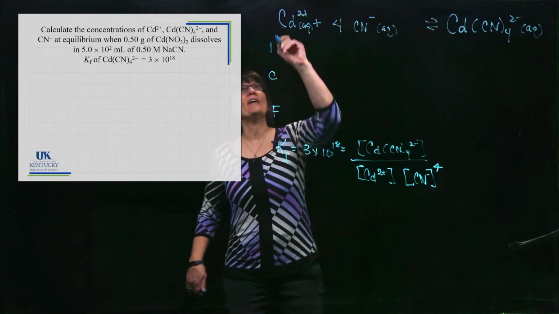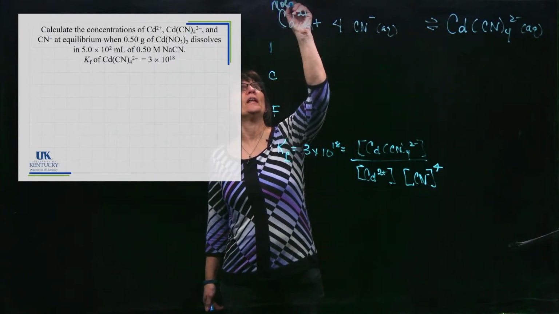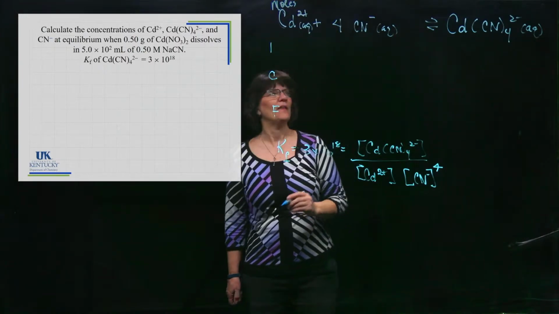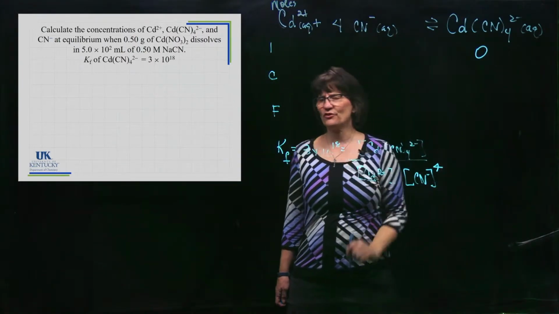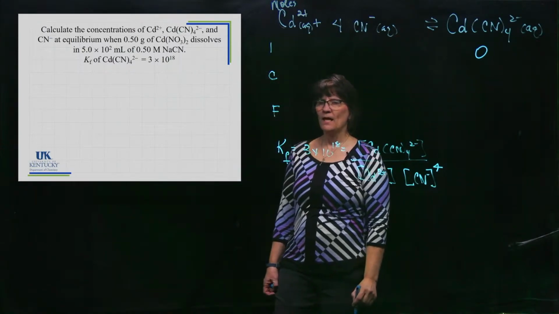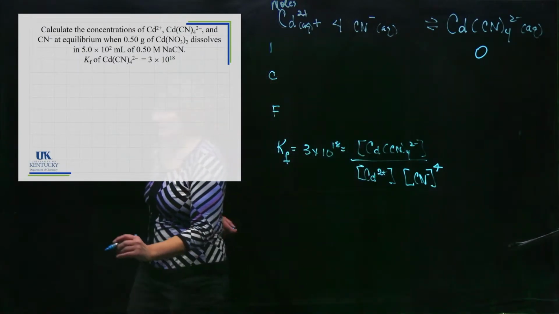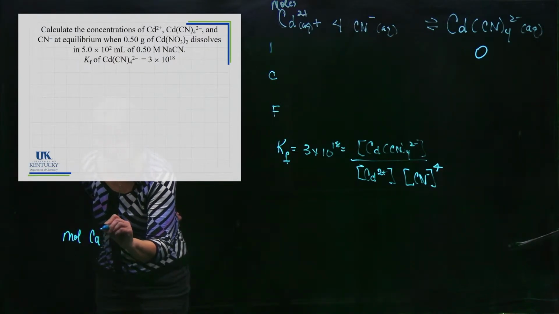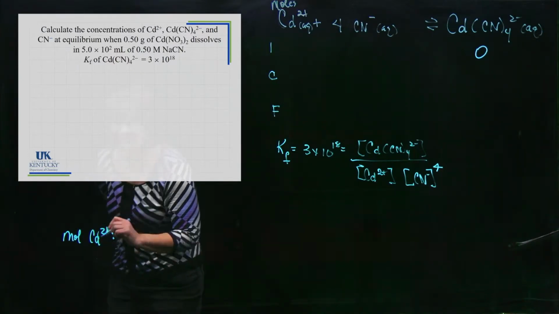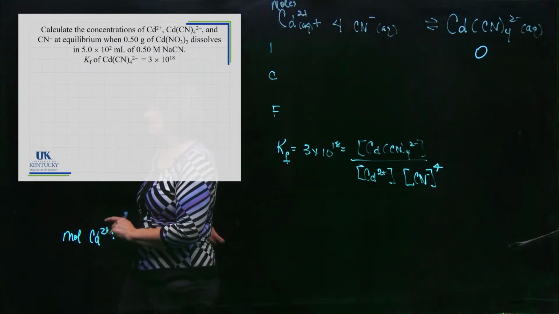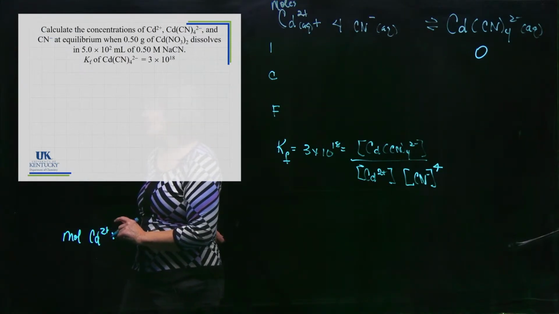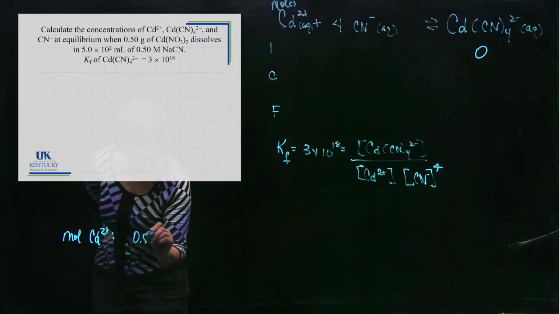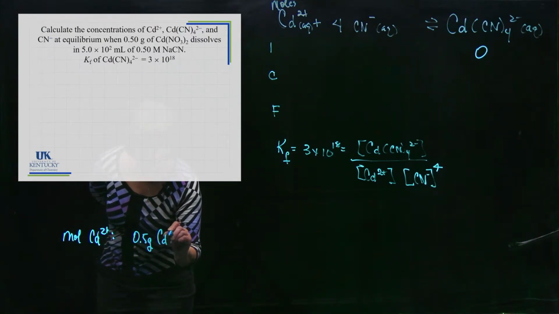Now, if it's an ICF table, we don't put in molarity, we put in moles. We need to know the moles of everything. In the I line, we haven't formed any yet, so there's definitely a 0 there. To get the moles, and I'll come over here and work on the moles, I need to get the moles of cadmium. And I look over there and I say, what's my source of cadmium? Well, my source of cadmium is the cadmium nitrate. And they tell me that I have 0.5 grams of cadmium nitrate.